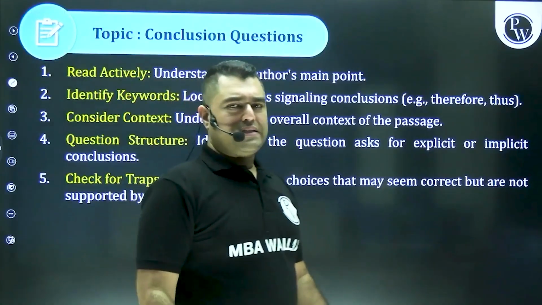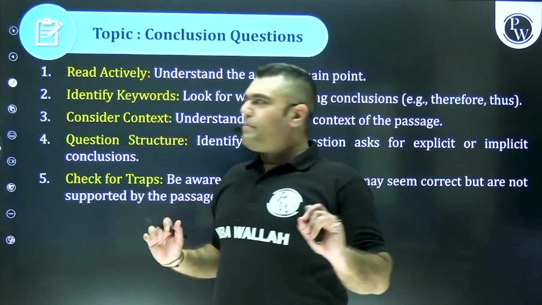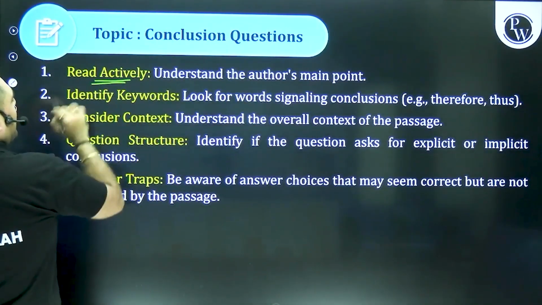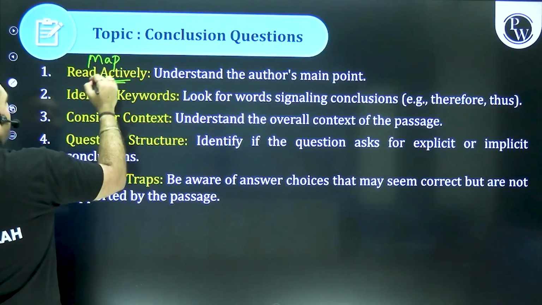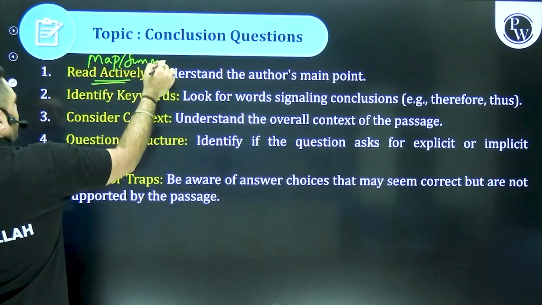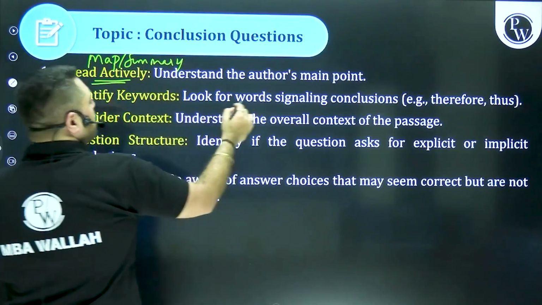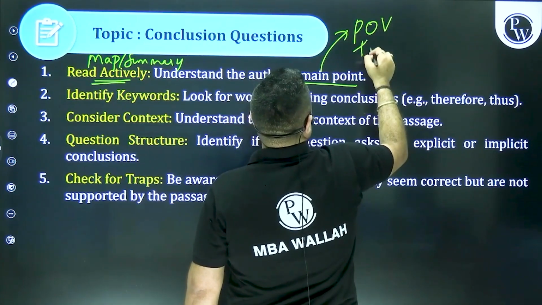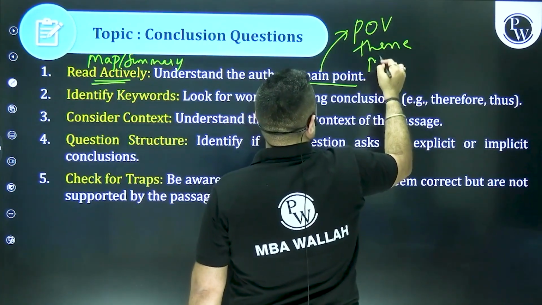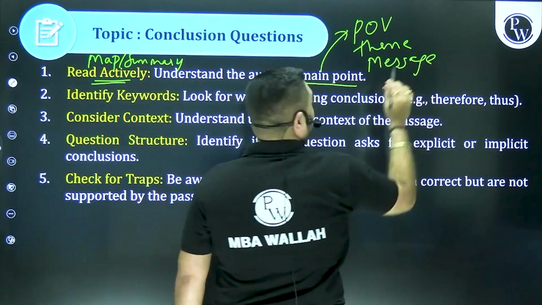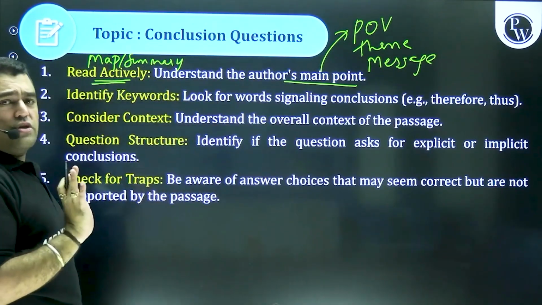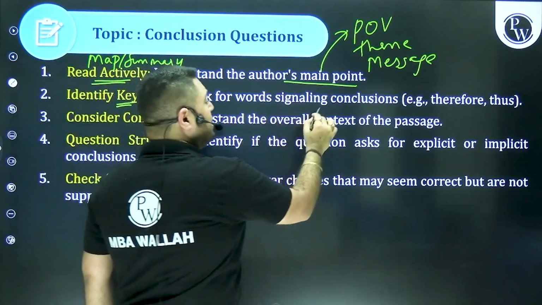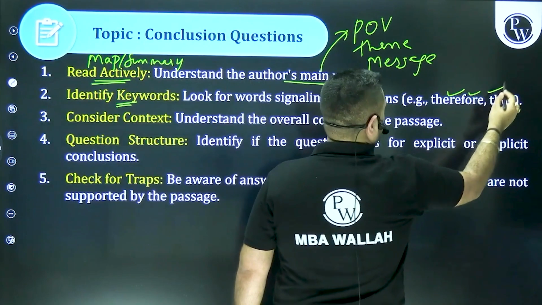Alright, now let's look at it step by step. We will read this calmly. Everybody pay attention. 100% please read actively. Actively means mapping as you are reading, summarizing as you are reading. Understand the author's main point. Understand the author's point of view. Understand the passage's theme. Understand what is the message of the passage. Again, all of these things. Okay. 100% we look at keywords. Look for words signaling conclusions. Of course, therefore, thus, hence.